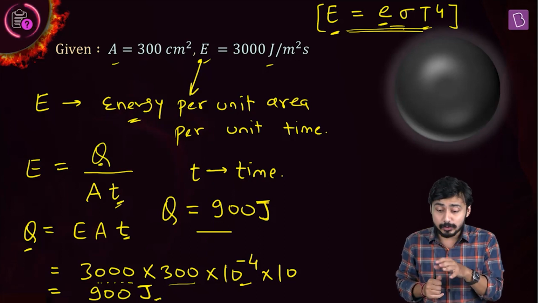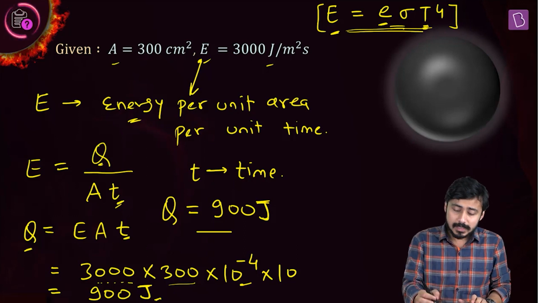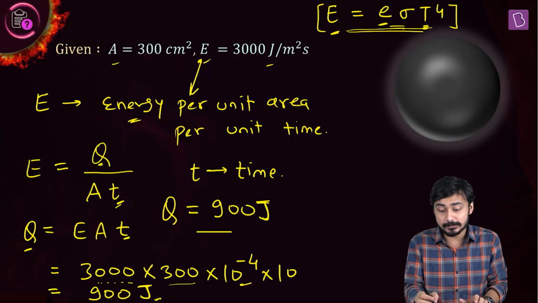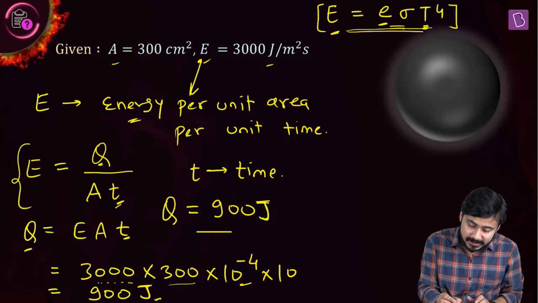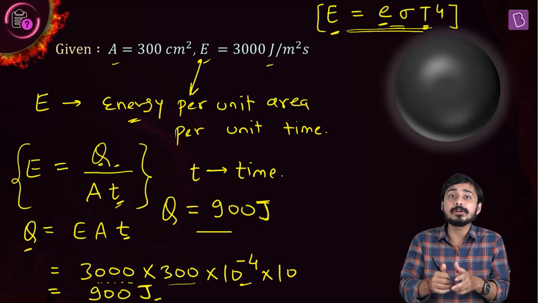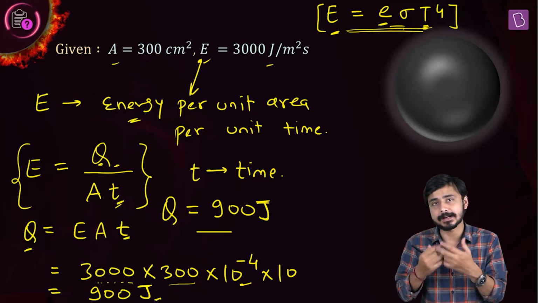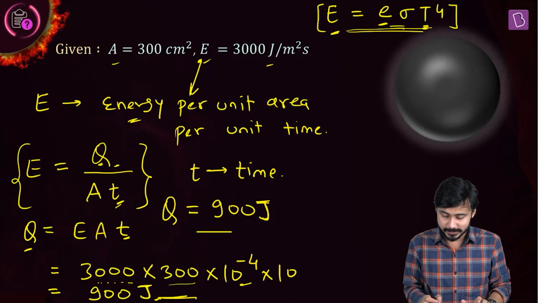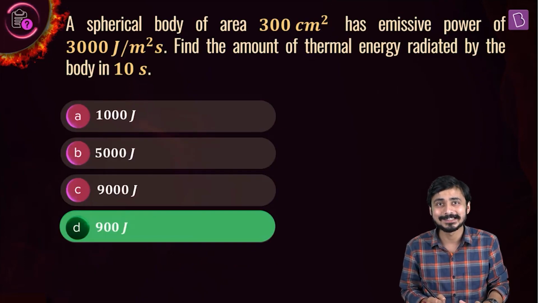But this I will use only if I want to calculate temperature, right? If the question might have been related to temperature or emissivity, I might have used this formula. I have not used this formula. I have used the basic definition of emissive power because I wanted to calculate the total thermal energy radiated out in T seconds, right? And that comes out to be 900 joules. Let's check the options. Option D, that will be the correct option in this case.